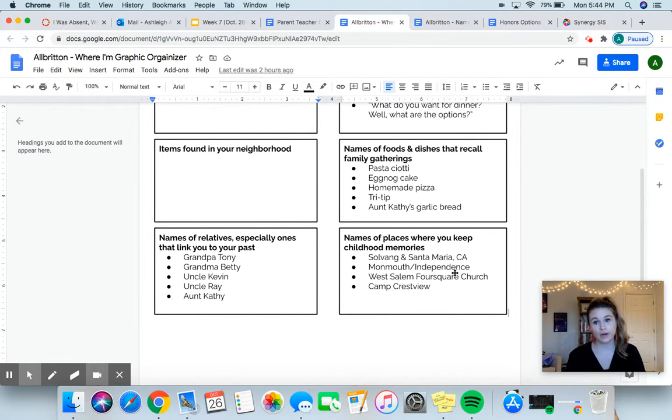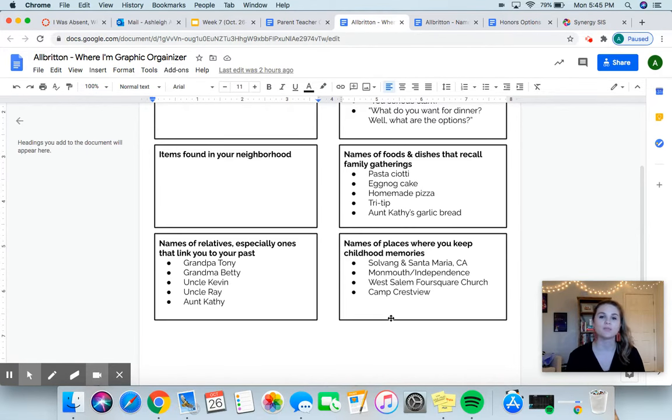Monmouth Independence is where I grew up, so that has a big impact on where I'm from. West Salem Foursquare Church is a very specific place. I started attending there when I was in high school, and I still do, and it's very important to me in my life. And then Camp Crestview, that is the first and only summer camp that I went to as a student in my youth group, and it's where I met my husband so long ago.